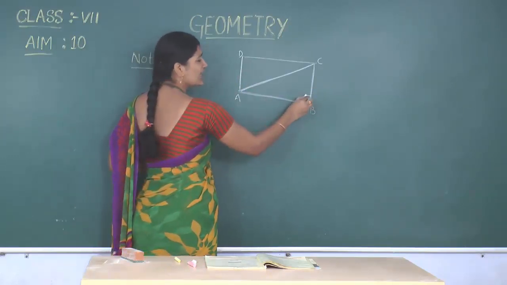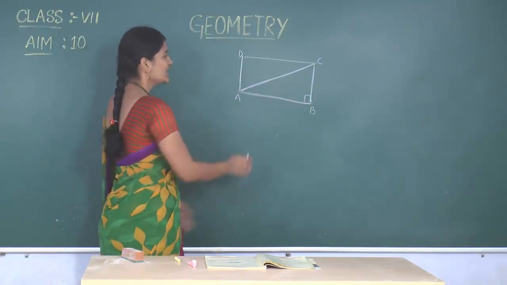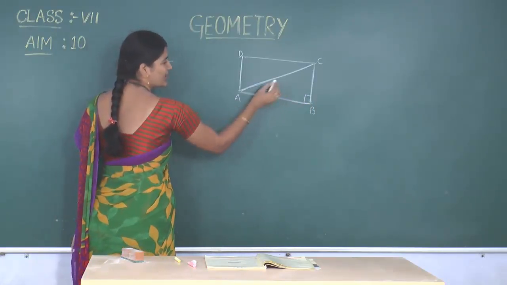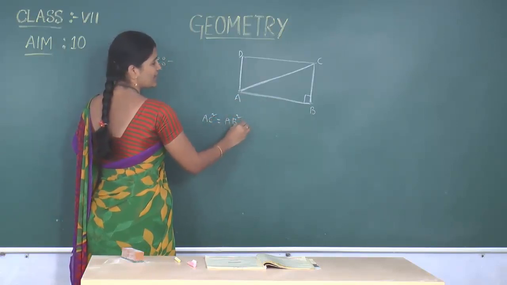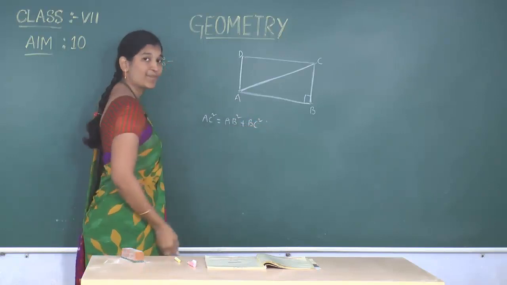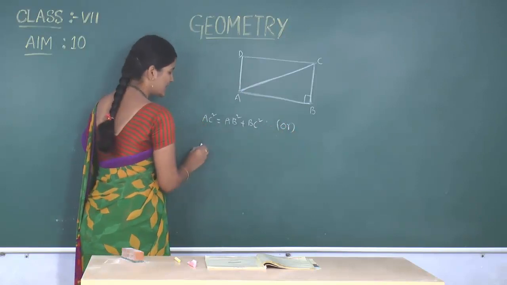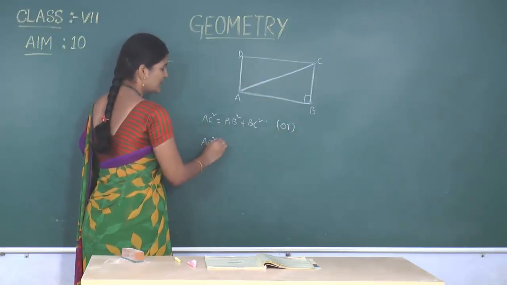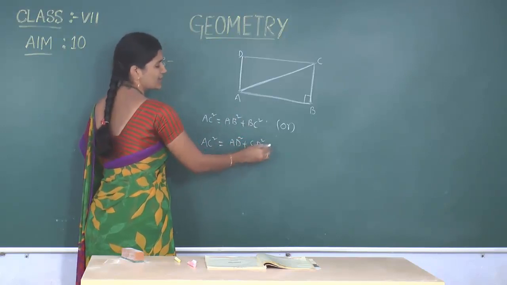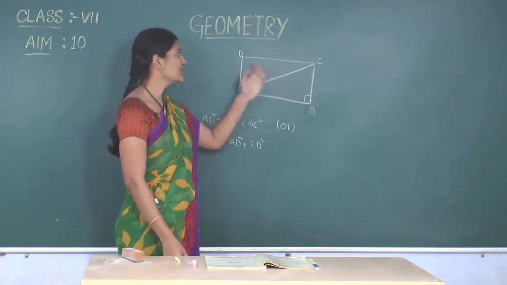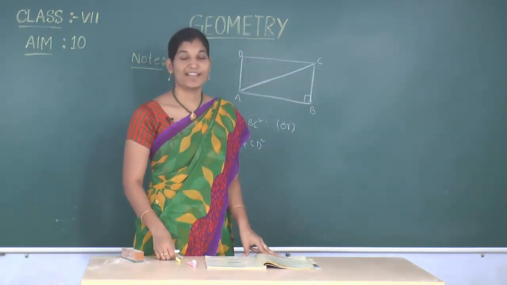Simply, it is a right angle triangle, no? I just applied the Pythagorean theorem here. That is, from here onwards I can say AC square is equal to AB square plus BC square. Otherwise, AC square is equal to AD square plus CD square also. Similarly, if you take the diagonal BD, then you can also apply this property there.